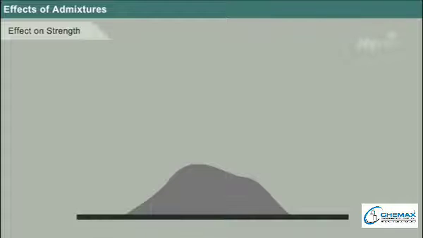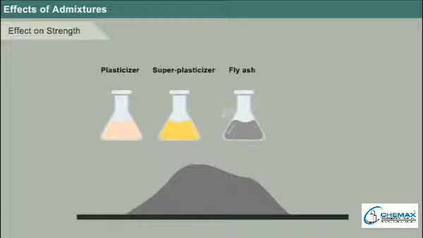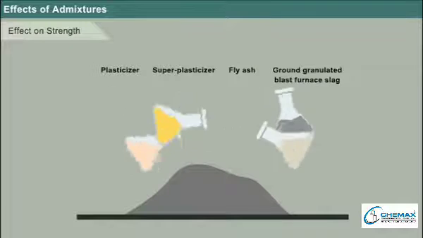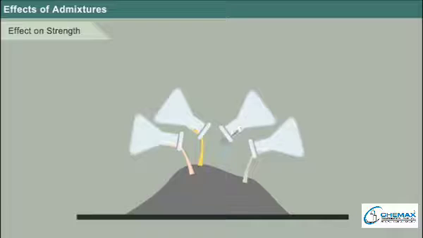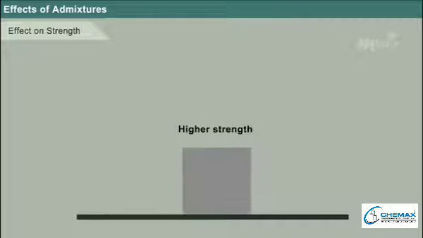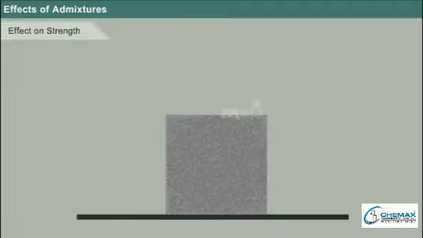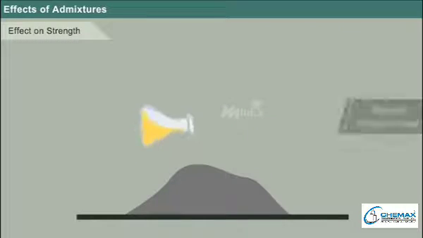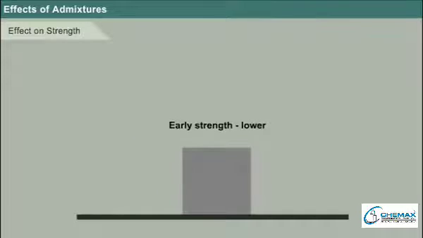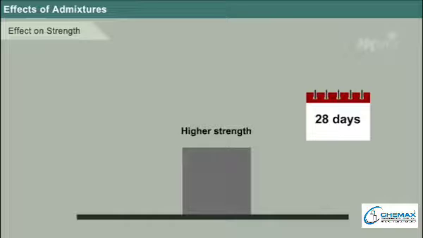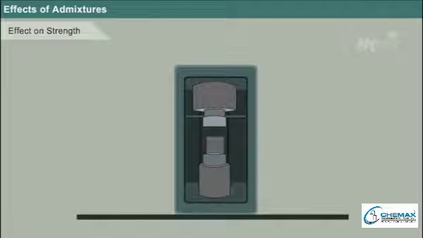Effect on strength. Admixtures like plasticizer, superplasticizer, fly ash, and ground granulated blast furnace slag are used for imparting higher strength to the concrete by increasing the cementitious content in the concrete. When the admixture is added beyond the actual dosage, the early strength of the concrete might be lower, but the 28 days compressive strength is comparatively higher, and the ultimate strength is significantly higher.